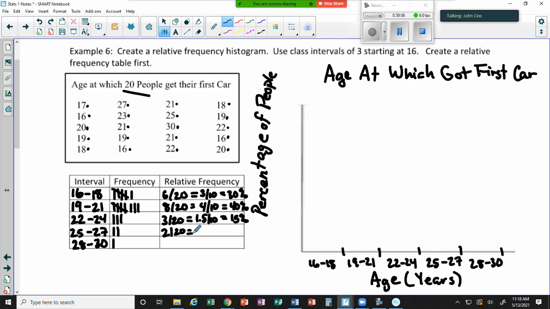Okay, this would be 2/20, which is 1/10, which would be what percentage? 10%. And this would be 1/20, which would be what? 0.5 tenths, which is 5%. Or like I said, you could do 1/20, and you've got to get it over 100, so you multiply by 5 over 5, so it'd be 5 over 100, so 5%. It's another way you can do it. You don't have to calculate.